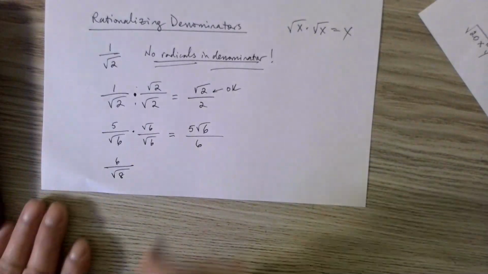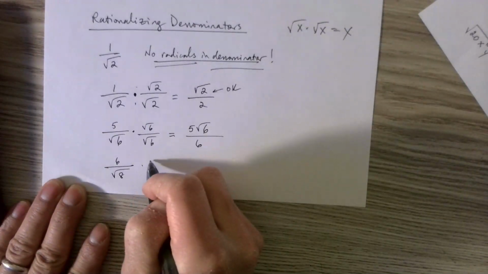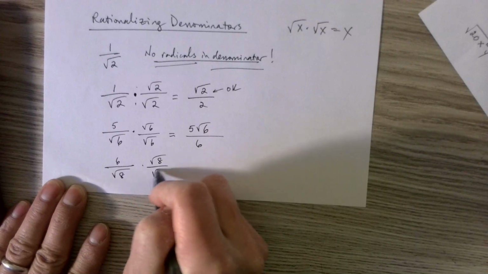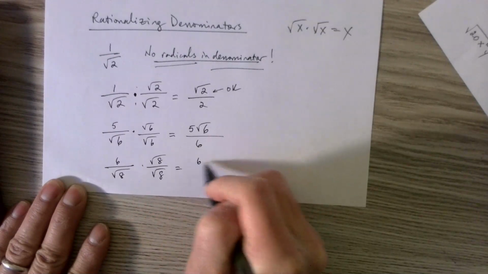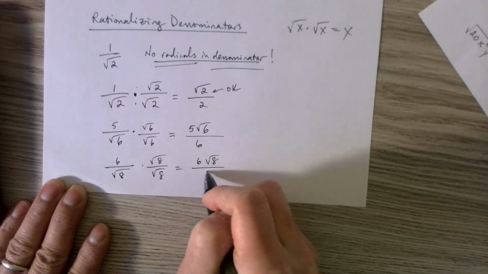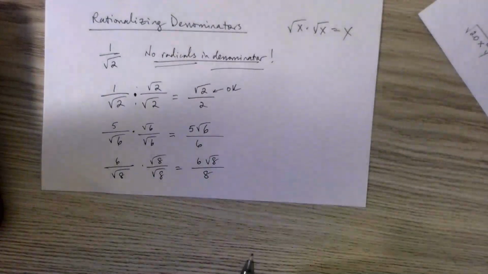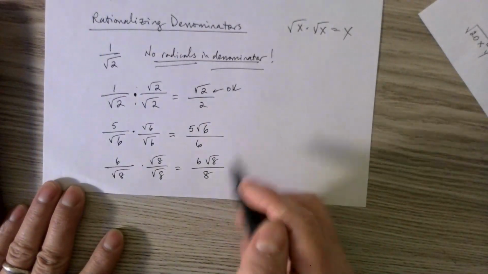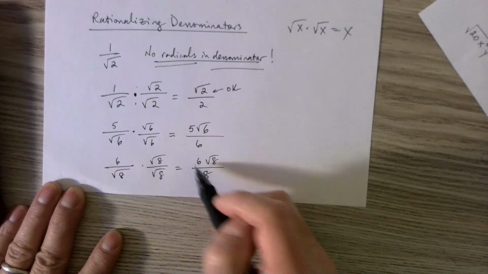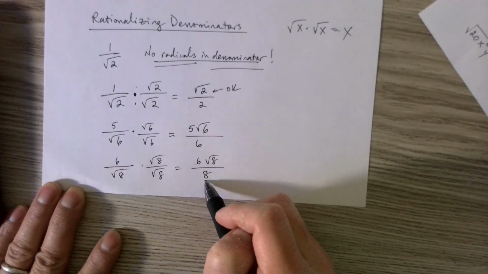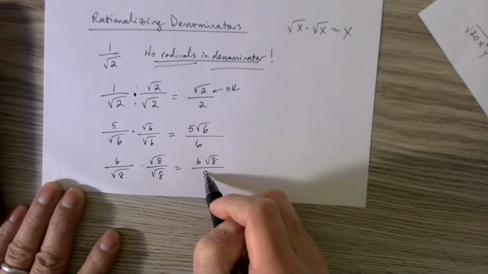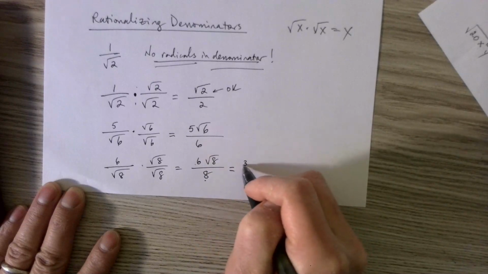6 over rad 8. I multiply the top and the bottom by rad 8. I get 6 rad 8 on the top. I get 8 on the bottom. However, in this case, I need to simplify a little further because 6 and 8 does reduce to 3 over 4.